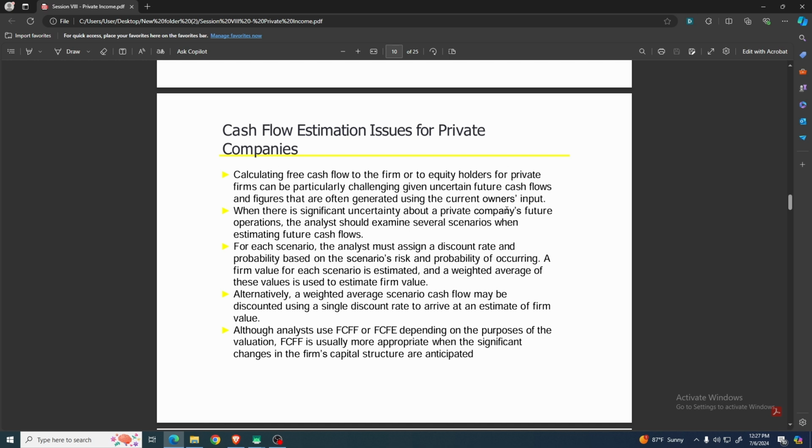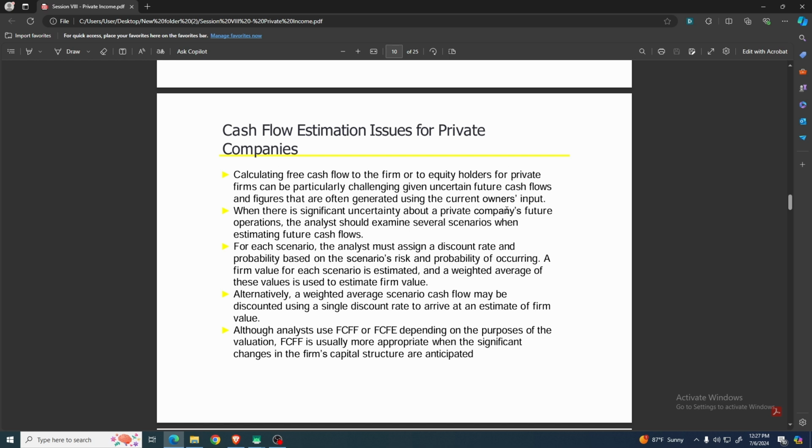And then you have the discounting of cash flows itself. Here for private entities, you would need to use a weighted average scenario cash flow, which can be discounted using a single discount rate to arrive at an estimate of the firm's value. So this would simplify the calculations, but still accounts for varying future outcomes.